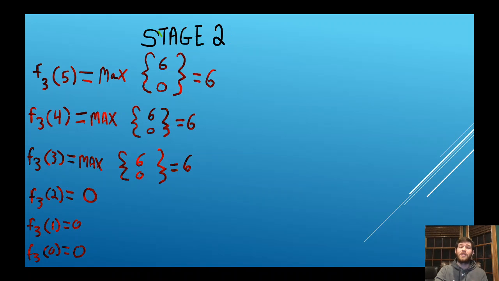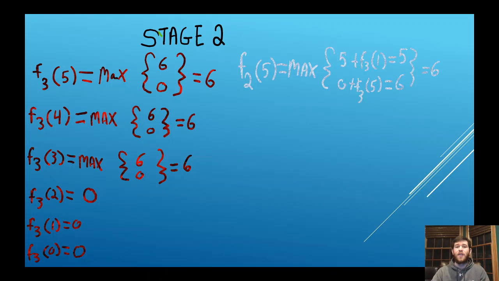Now we go back to stage 2. On the left, we see again the stage 3 results. So let's do the same thing for stage 2. If we have 5 pounds left, what are we doing? Well, we could take item 2 or not. So if we do take item 2, we have 5, which would be the profit we make off item 2, plus F3 of 1.